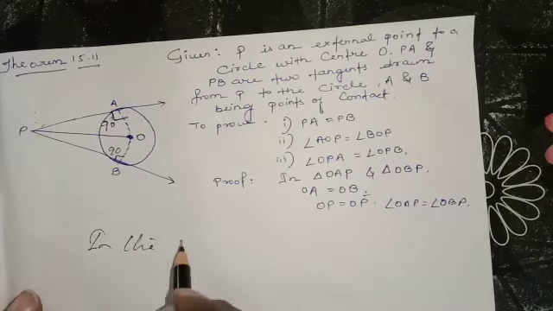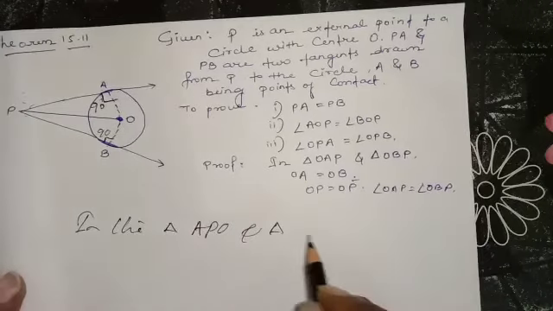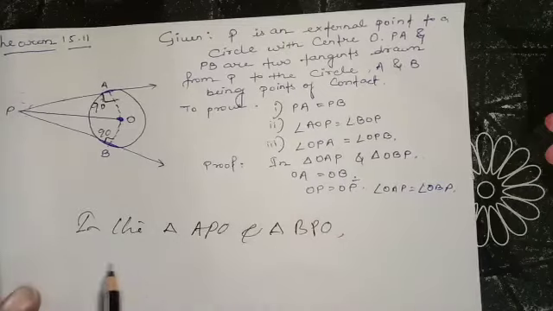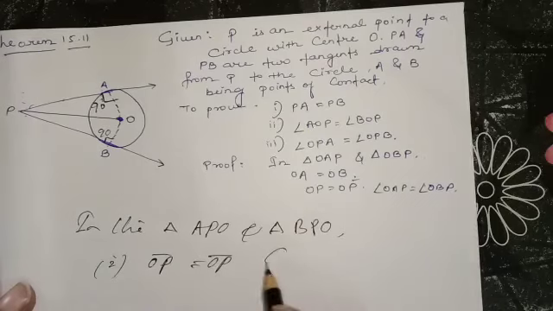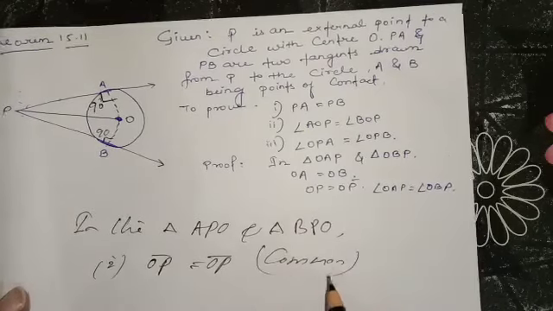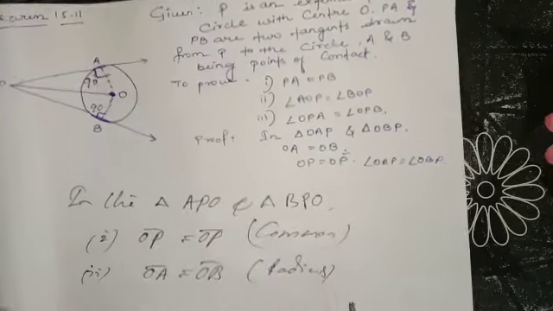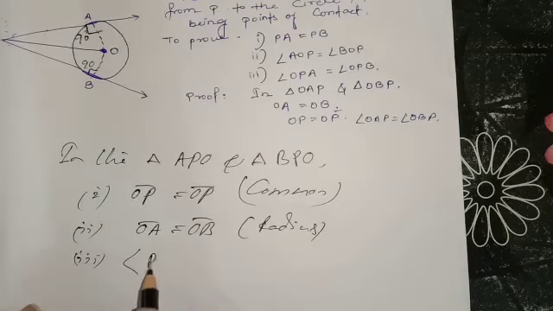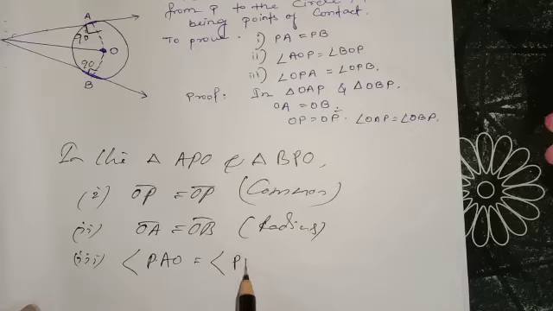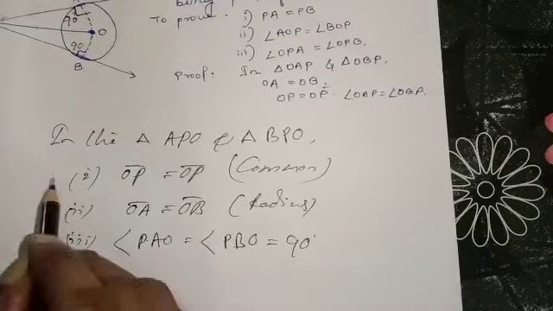In triangle APO and triangle BPO, in these two triangles, what things are equal? OP is equal to OP. This is the common side for both triangles. Second point, OA is equal to OB. Why is it equal? Radius. And third point, angle PAO is equal to angle PBO. Why is it equal? 90 degrees, because tangent and radius make 90 degrees.